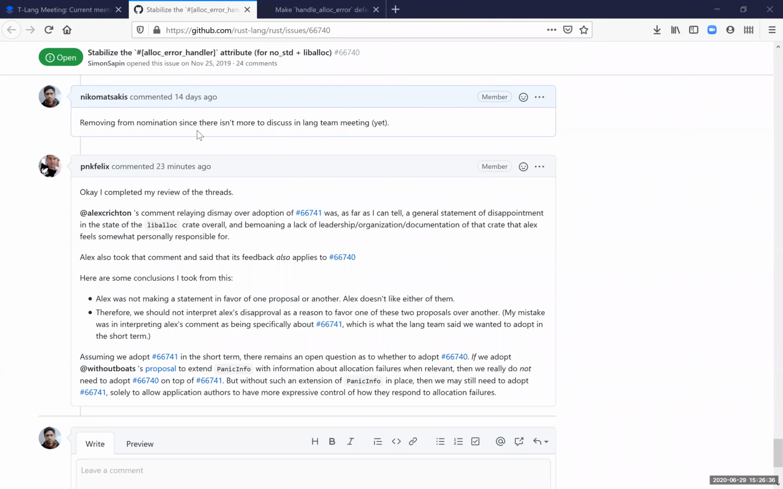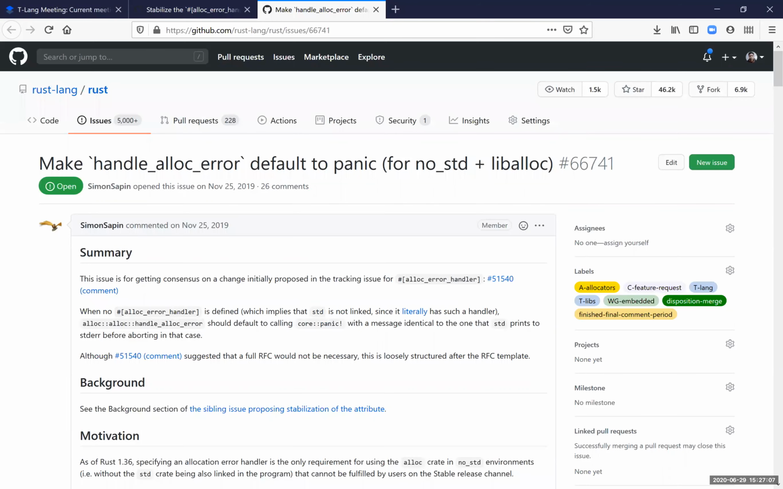Either way, these things are somewhat in the weeds in terms of what really matters, because I think what the average no-std author wants is the ability to link to liballoc on stable Rust. And we can give them that. Yeah, and I suspect most of them don't care about these details. So by doing 66741, we give them that. Either 66741 gives them that, or 66740 gives them that. The only question is how to do it.